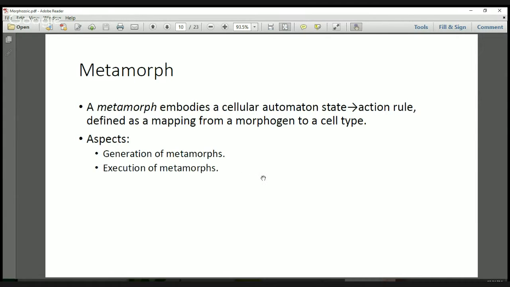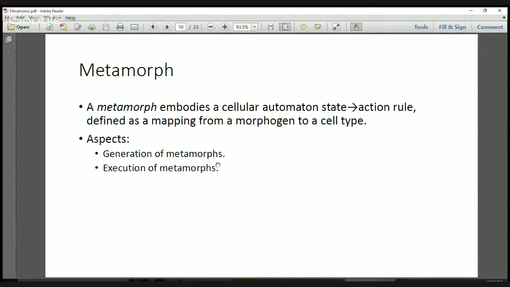A morphogen represents a pattern that you match on. What you do with the pattern is you have to have some action. The morphogen and an action combined together is another term borrowed from biology. We call it a metamorph. A metamorph will match on something and then accomplish a change once it matches.